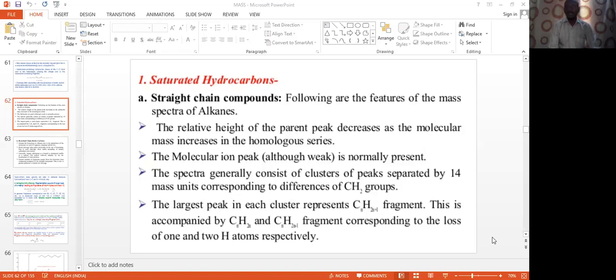So you will have a molecular ion peak, but its intensity will be less, and as you go on increasing the mass of your straight chain alkane, the intensity of the molecular ion peak will be reducing. The peaks are separated by 14 mass units, which corresponds to CH2. The largest peak will generally be of CnH2n+1, and you will have other peaks also because of the loss of 1 or 2 hydrogens.